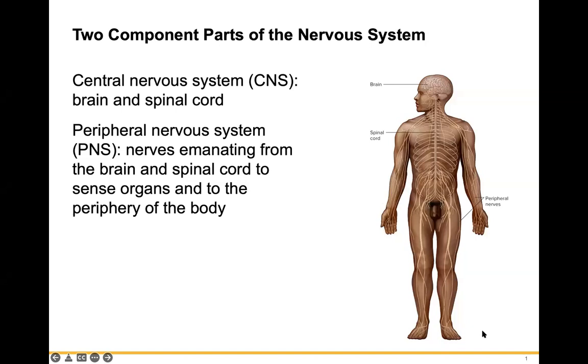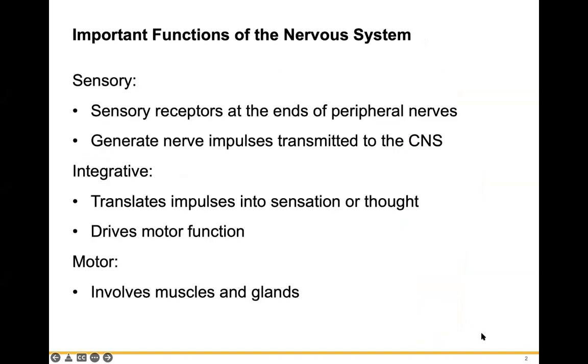When we think about the nervous system, it's actually composed of two parts: the central nervous system, which includes your brain and spinal cord, and then the peripheral nervous system. These are all of the nerves emanating from the brain and spinal cord, essentially to all aspects of the body. The function of the nervous system is that it will detect sensory information, both external and internal, relay that information to the central nervous system where it'll get integrated, and then, if necessary, will come up with some type of response, which could involve using muscles or glands.